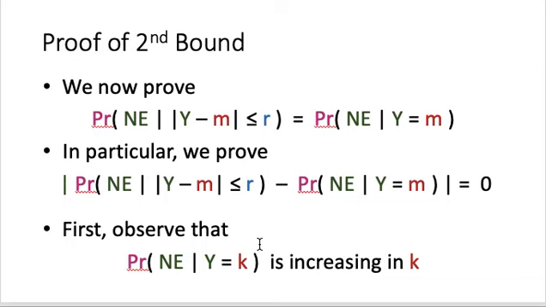Because we know that as more and more balls are thrown, we will see fewer and fewer empty bins. So the chance of having no empty bins will increase as k increases. So in that case, the probability of no empty bins given y is equal to k will be increasing in k. So this is an important fact that we are going to rely on.